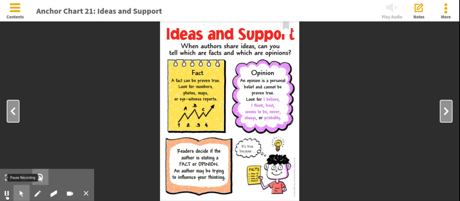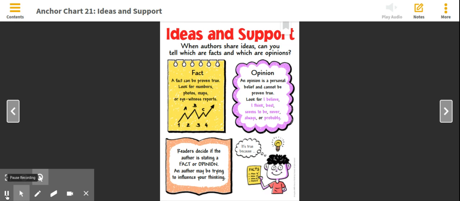But if I look at the look for words on the fact side, I'm going to look for numbers, for photos, for maps, or sometimes even eyewitness reports. So someone tells you what they see. A lot of times, if an author is giving you facts or opinions, they're trying to influence your thinking in one way. So they're wanting you to believe the same way that they do many times.